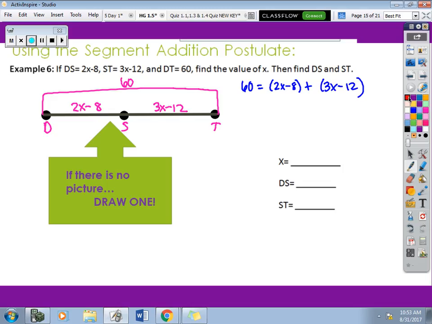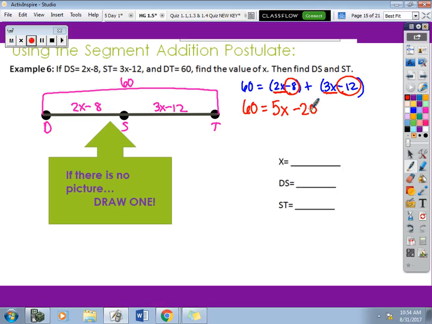Now, a lot of students in my second period solved this wrong. Well, I'll get you started. We combine like terms. 2x and 3x gets me 5x. What do I get after that when I combine my other like terms? Jada? Minus 20. Negative 8 minus 12 is a negative 20.